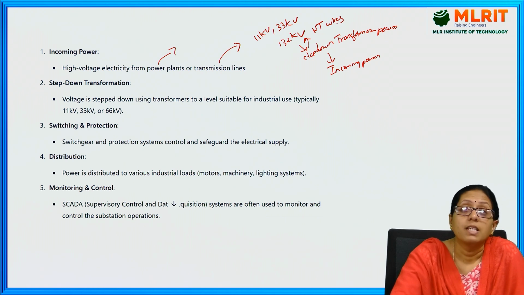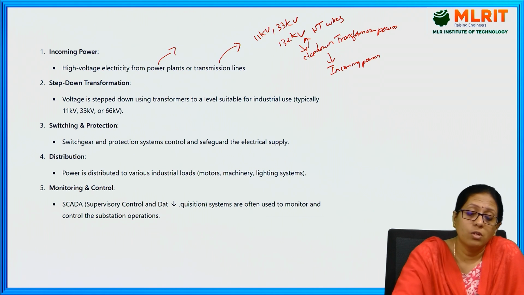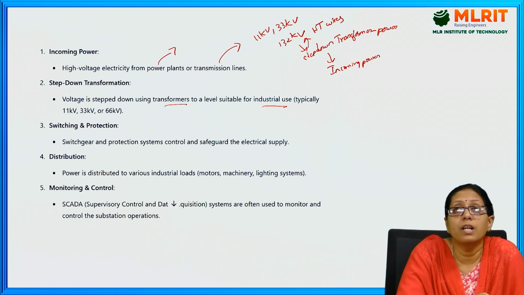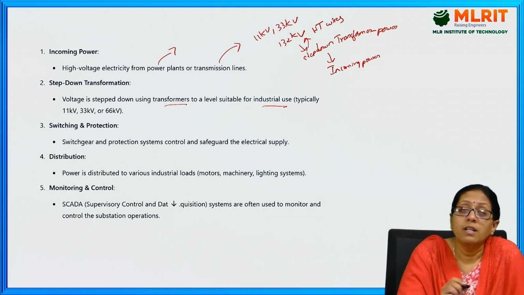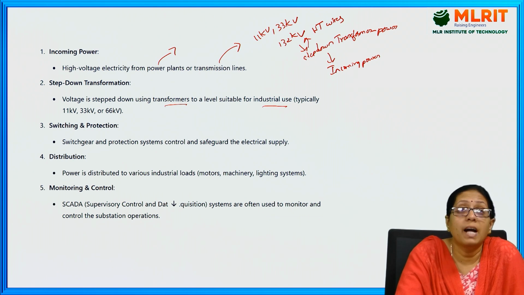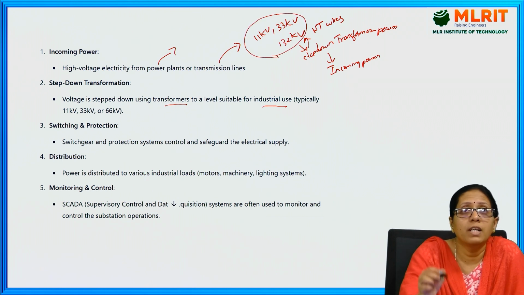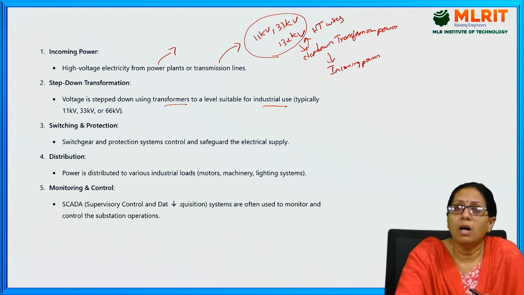Next one is step down transformation. Voltage is stepped down by using a transformer to a level which is useful for industrial use. So, as I said, from the HT wires, the high tension wires, which are mostly of this particular voltage, it is stepped down to a voltage which is connected to the industrial use.